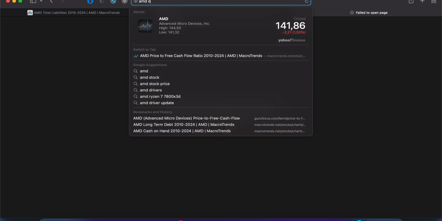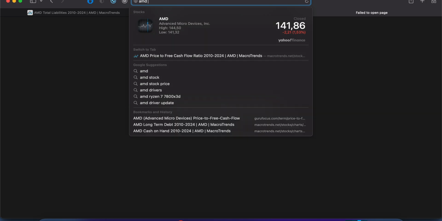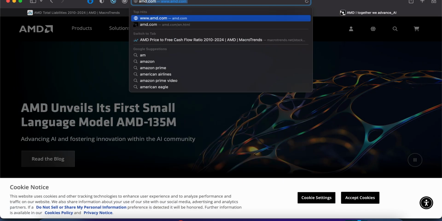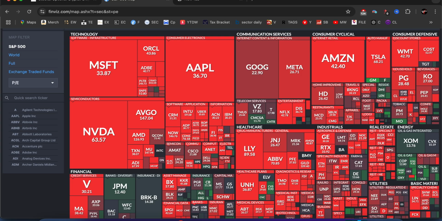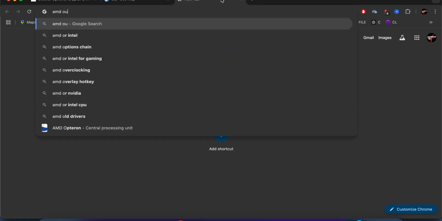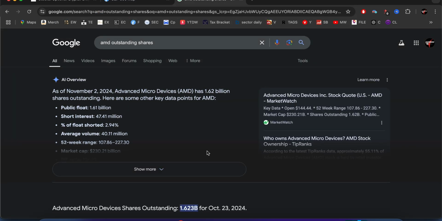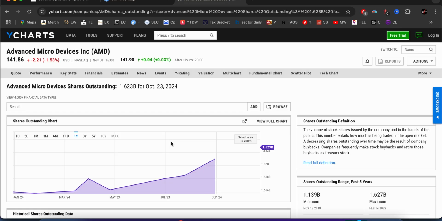AMD outstanding shares, or you can just take a look at it yourself. What's going on? AMD outstanding, Safari. AMD outstanding shares. I just want to know, purely, are they buying back shares? That's the only thing I want to know.